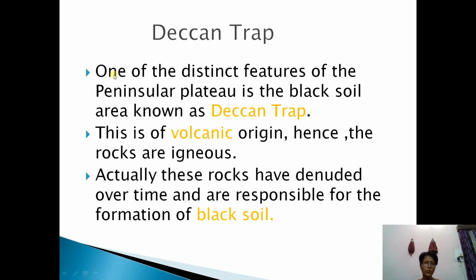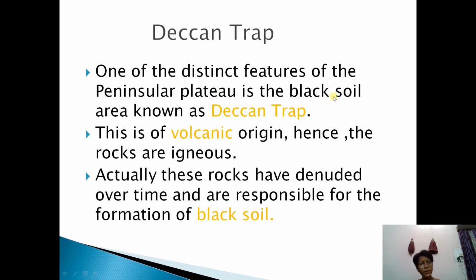Now Deccan Trap. One of the distinct features of the peninsular plateau is the black soil area known as Deccan Trap. This is of volcanic origin, hence the rocks are igneous, and actually these rocks have denuded over time and are responsible for the formation of black soil. So this Deccan Trap in the southern part actually consists of black soil.